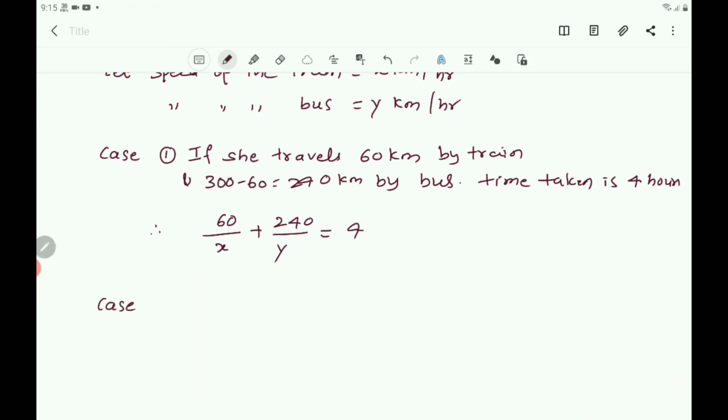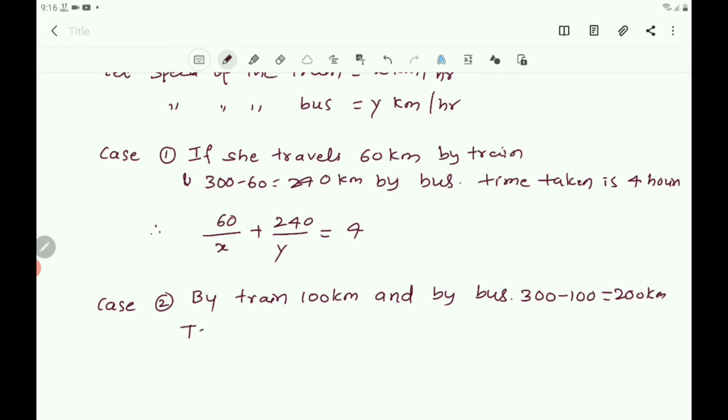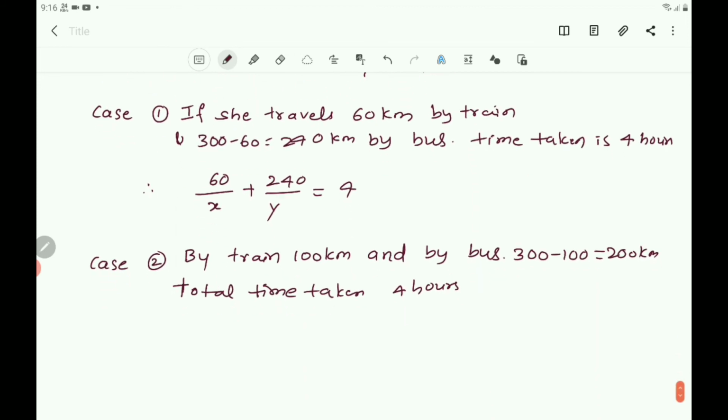Case 2 now. By train it is 100 kilometers, and by bus 300 minus 100 equals 200 kilometers. The total time taken is 4 hours, and 10 minutes longer means 4 hours plus 10 minutes.